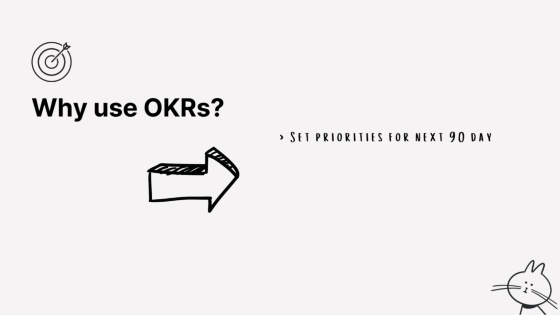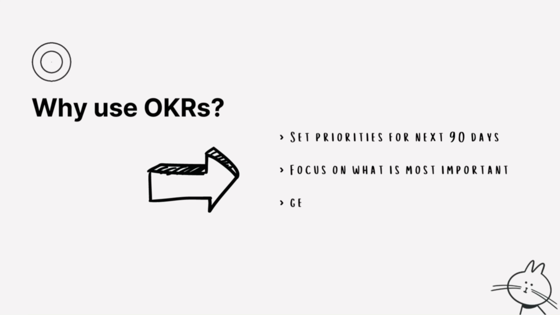OKRs are normally set on a quarterly basis, which means you're going to define your top priorities for the next 90 days. This is going to allow you to focus on what's most important and then prioritize your projects, your tasks to really get things done and reach those goals. In a business context, OKR also helps make sure teams are aligned and working towards a common goal.